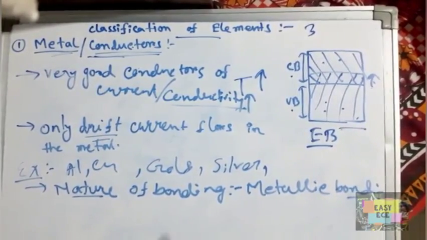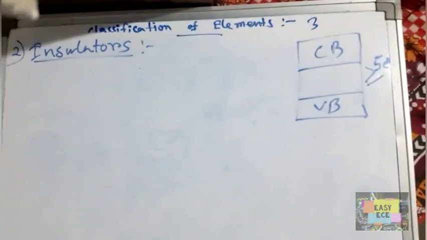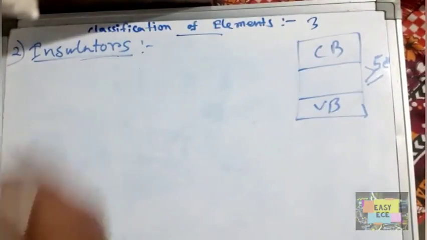So up to here is the metal and conductors. Now the second one is semiconductor or insulator. We can discuss the insulator first, and the semiconductor later. So now let's talk about insulator.